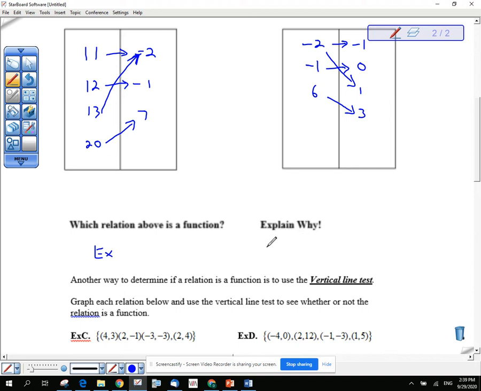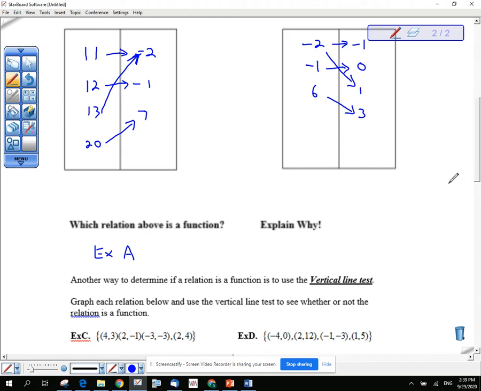The explanation as to why, this was example A, I forgot to write A. The explanation as to why is because in example A, there is one output for each input. Each input has exactly one output, not more than one. Okay, and then example B is not, because there are 2 outputs for -2 as an input, right?